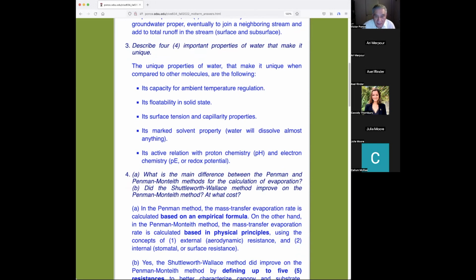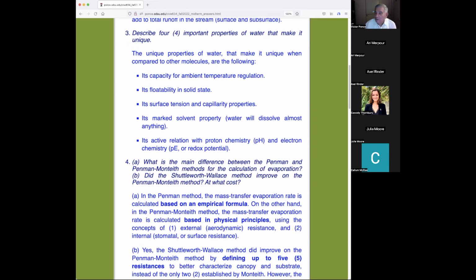And its active relation with proton chemistry, pH, and electron chemistry, pE. Now, pH is a very well-known subject. It's taught in high school, but pE is not. I myself had a good experience with this, because in 1991 or 1992, I believe, I applied for a small grant at NSF. I think it was a travel grant, actually. There was a wetland in Brazil that I wanted to go visit. So I wrote a grant.